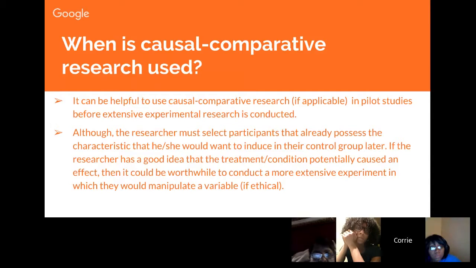Now I'm going to talk about when causal comparative research is used. It can be helpful to use causal comparative research if it's applicable to the study. It's helpful to use it in pilot studies before extensive experimental research is conducted, although the researcher must select participants that already possess the characteristic that he or she would want to induce in their control group later. If the researcher has a good idea that the treatment or condition causes an effect, then it would be worthwhile to conduct a more extensive experiment in which they would manipulate a variable, if it's ethical.